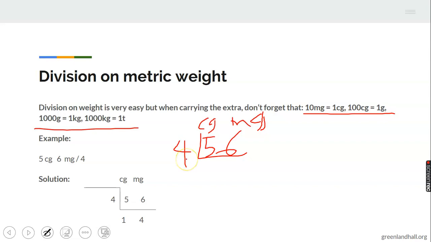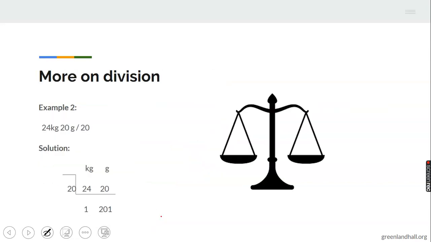Now 4 in 5 give how many times? Sometimes can 4 go in 5? 1 time, but it still remain 1. The one that remains, add it to the next figure. 4 in 16 will give what? 4. And the answer is 14. That's why we have 14 here. Do you get it now? Is it simple? Good. Now let's go to more questions on division.